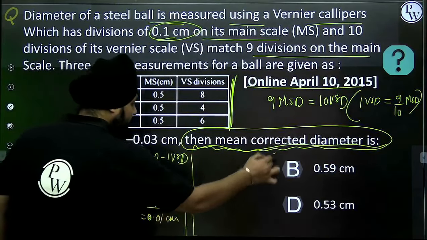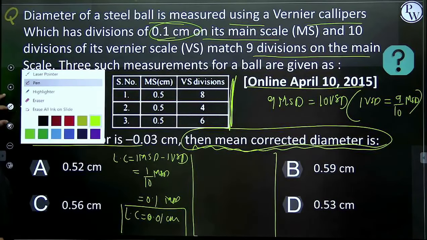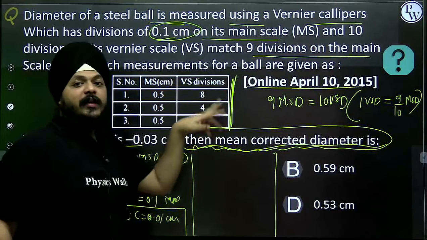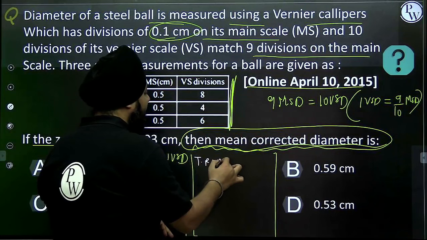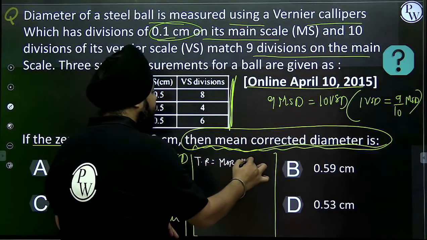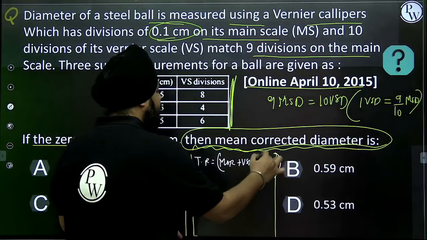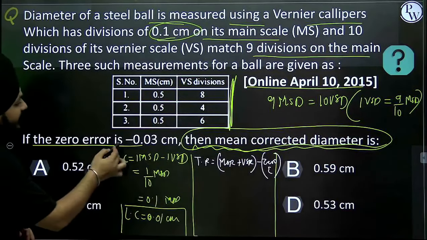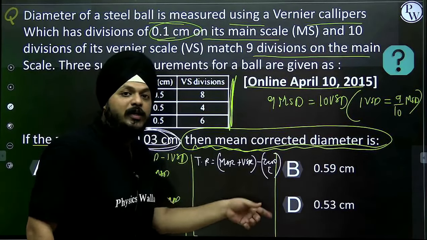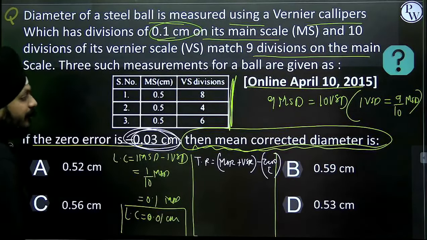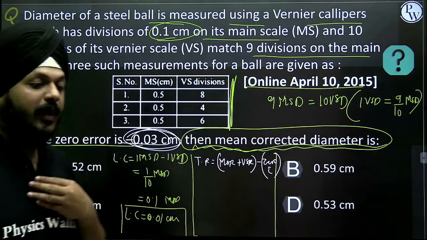Now what will be the total reading? Three values are given, so we need to see what our formula says. Total reading equals main scale reading plus Vernier scale reading minus zero error. But here you can see the zero error is negative. It means whenever we replace this in the equation, we will get the positive value.